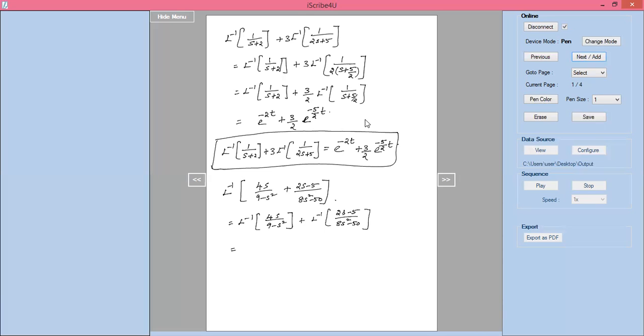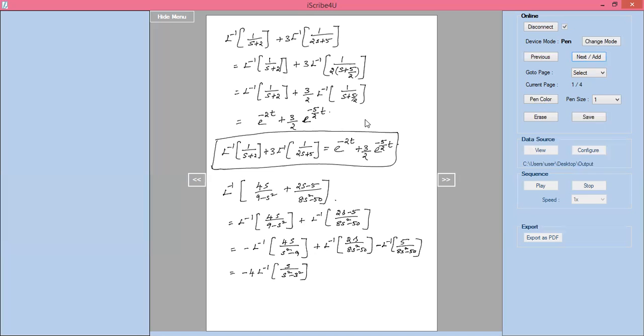Now here, 4s divided by 9 minus s square is there. So if I take the minus outside, I get minus L inverse of 4s divided by s square minus 9. And the other one I split: L inverse of 2s divided by 8s square minus 50 minus L inverse of 5 divided by 8s square minus 50. Now I write minus 4 into L inverse of s divided by s square minus 3 square.